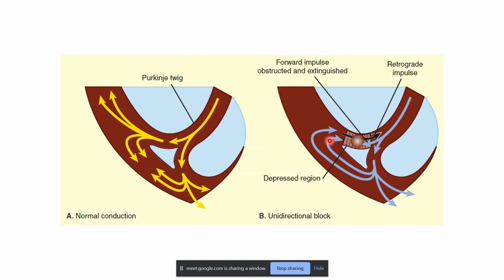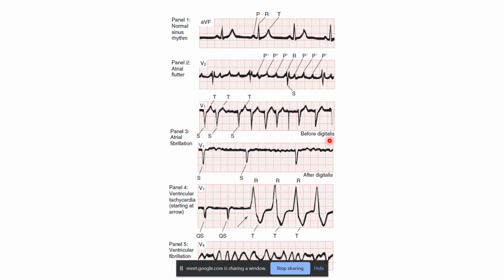On the other hand, if conduction is too rapid, for example almost normal, bidirectional conduction rather than unidirectional block will occur. Even in the presence of unidirectional block, if the impulse travels around the obstacle too rapidly, it will reach tissue that is still refractory. Representative electrocardiograms may be seen here.